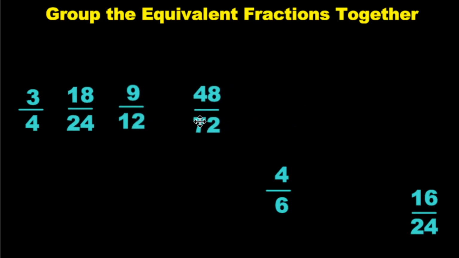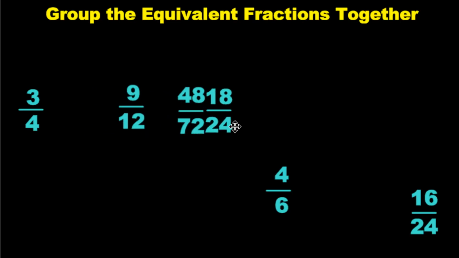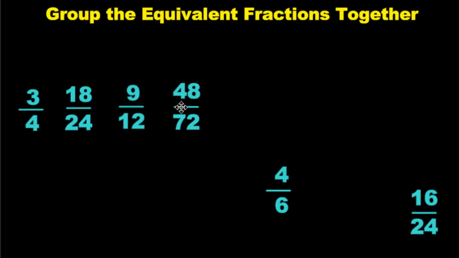Now, how about 48 over 72? This one here is a little bit tricky because 4 times what is 72? You might not know that offhand, but what about this? Look at the 24 and 72. If you times 24 by 3, you will get 72. And if you times 18 by 3, you will get 48. And since these two fractions here are the same as 3/4, that must mean 48 over 72 is also equivalent. Since it's equivalent to this one here, the rule says they all have to be the same then.